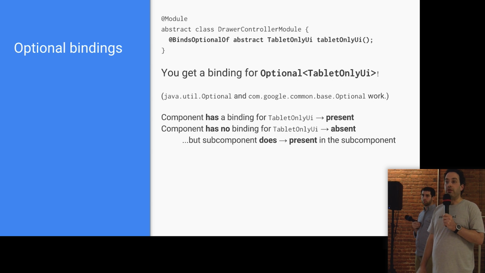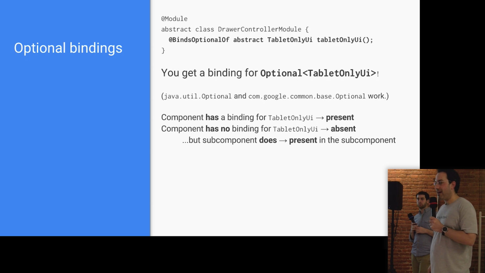And it even works with subcomponents. If a parent component has no binding for TabletOnlyUI, but a subcomponent does, then bindings in the subcomponent can see it, and bindings in the parent component can't. And unlike the multi-binding hack that I didn't really describe, there's an error if there's more than one binding for TabletOnlyUI. It really does restrict it to either 0 or 1.